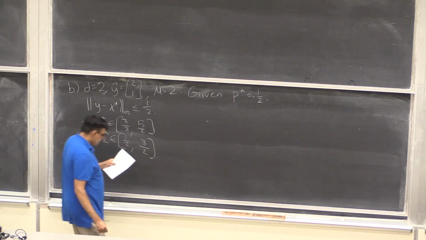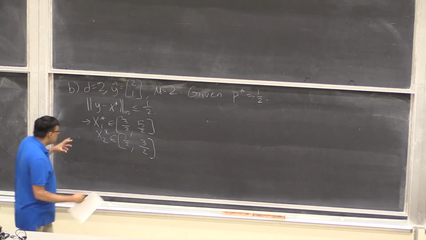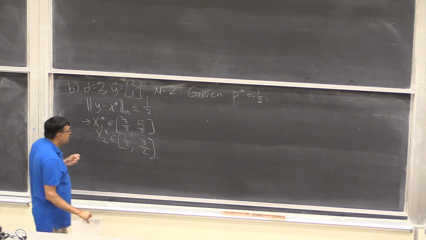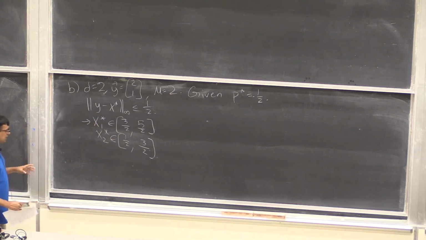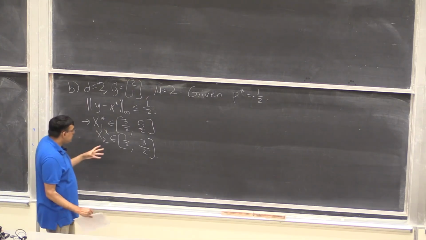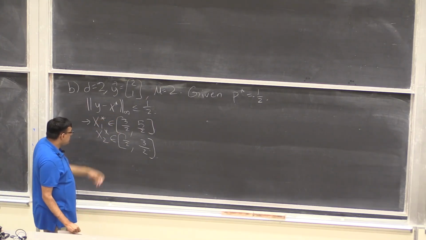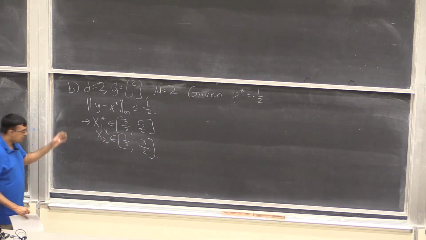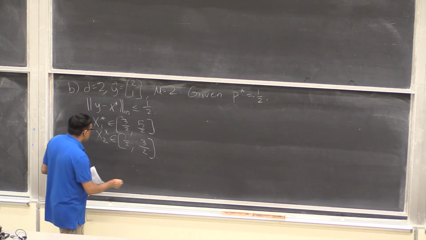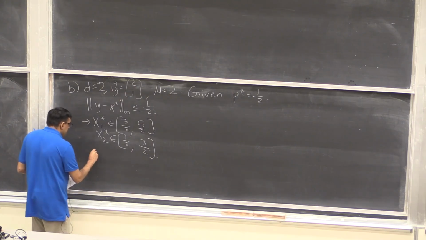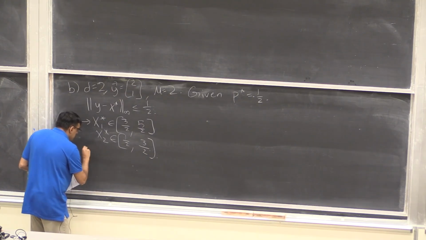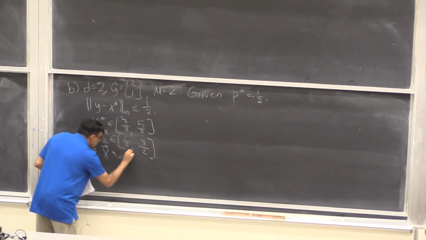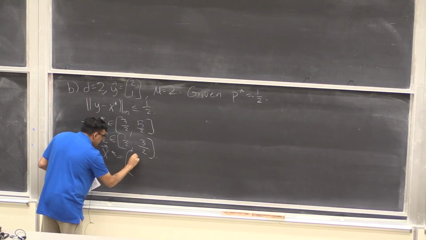Okay? And so you'll notice that mu is equal to 2, so that means the L1 norm of x star is less than or equal to 2. And you'll notice that the left-hand side bounds for x1 star and x2 star add up to 2. So that must be the solution. And so in particular, we have x star is equal to (3 halves, 1 half).